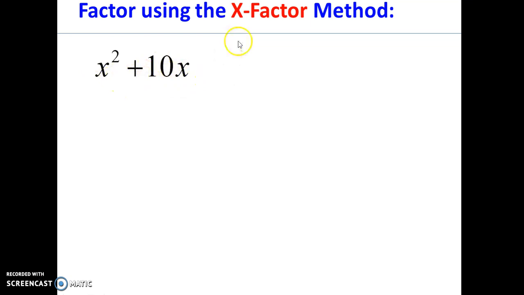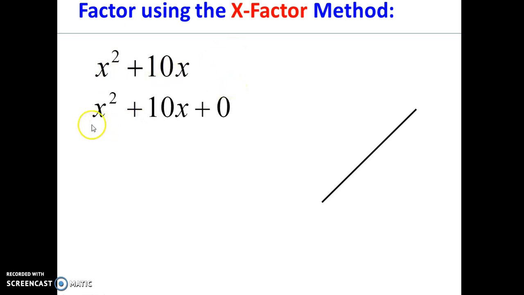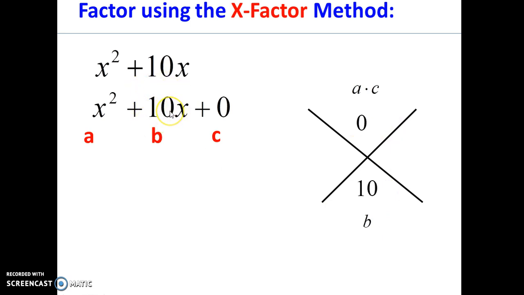This thing, however, is not a trinomial. We need it to be a trinomial to use x factor. So I see x squared, I see x, we're missing the last term. So why don't we rewrite it like this? Same thing, but we just put 0 at the end. So now setting up x factor, a, b, c. A times c is 1 times 0, so that's going to be 0. And the b value is going to be this value here, 10.